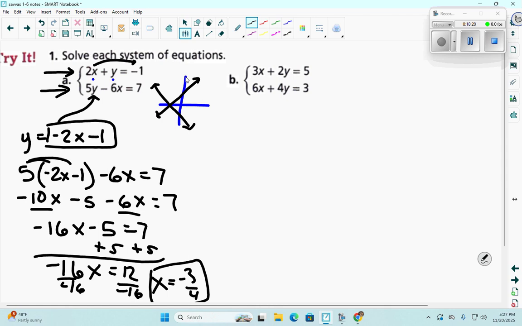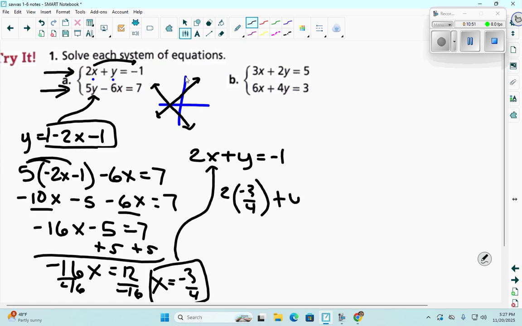Okay, so I am going to plug it into the top one. So I have 2x plus y equals -1. And because this x is that, I'm going to plug that into there. So I would go 2 times a -3/4 plus y equals -1. So now I can solve for the y. If I multiply across, that's going to be a -6/4, right? This is a 1 plus y equals -1.